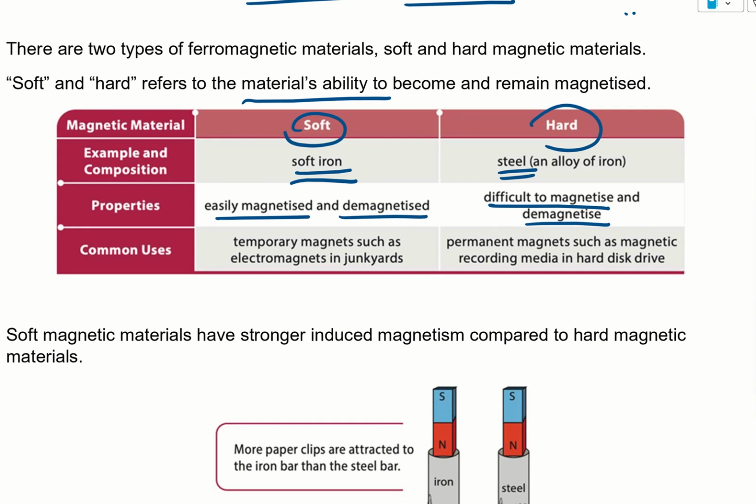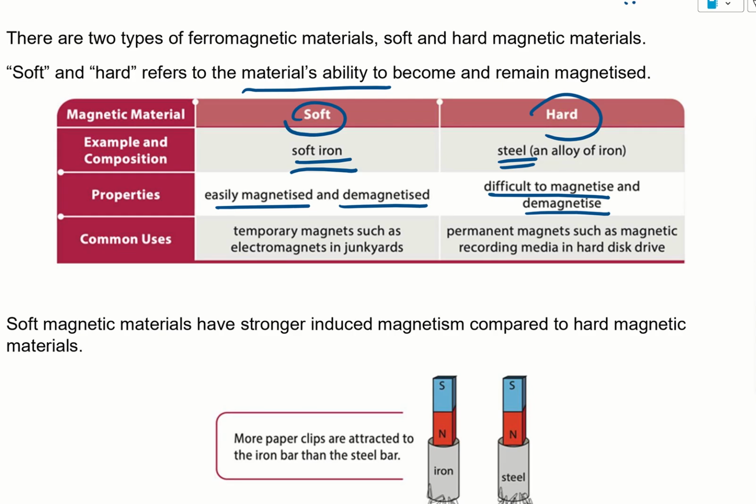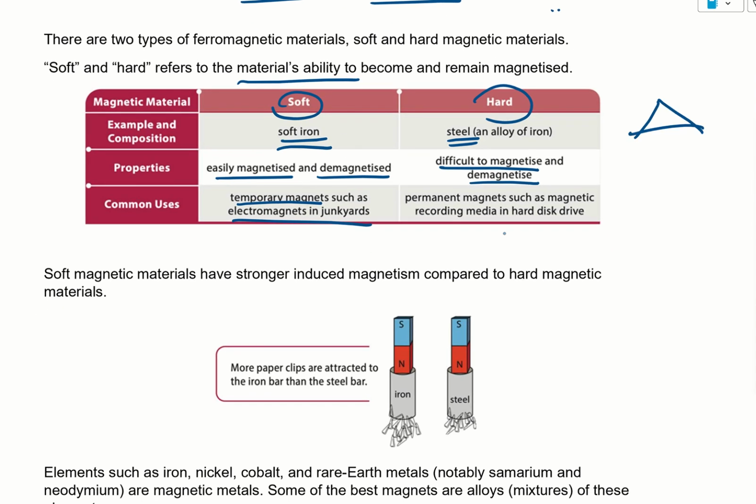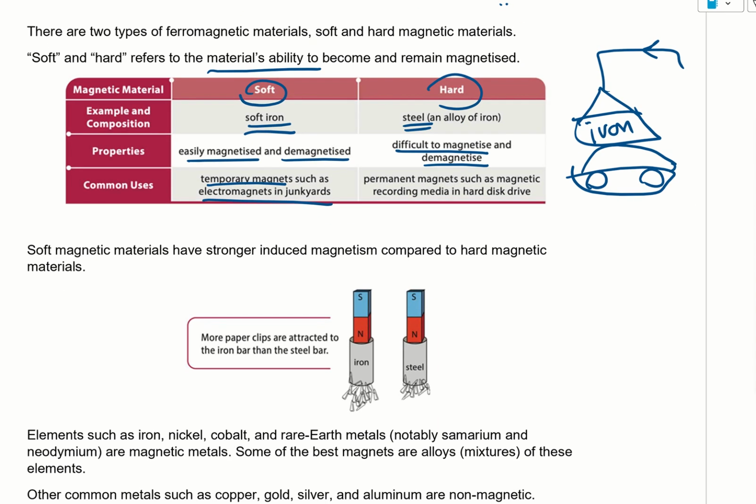So what are the uses of soft iron? They can be used to make temporary magnets, such as electromagnets in junkyards. Junkyards have this electromagnet. They supply a current to this soft iron, and it is able to lift up cars. When the current is switched on, it very quickly becomes a magnet.